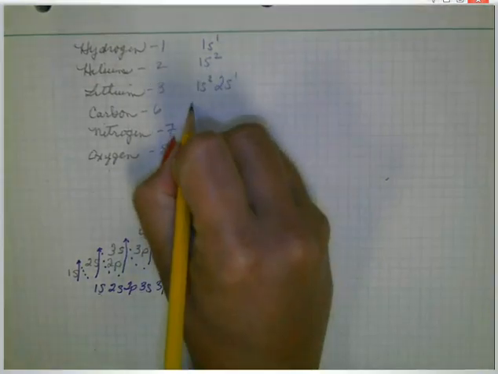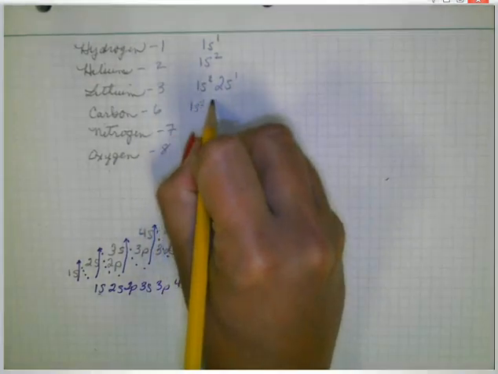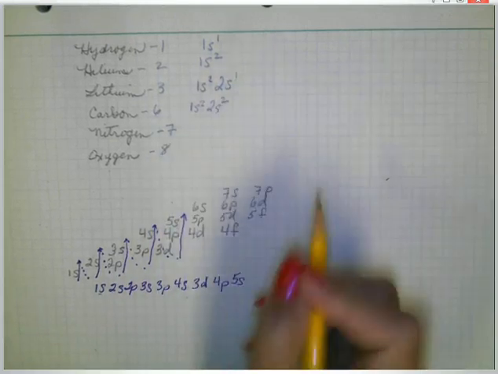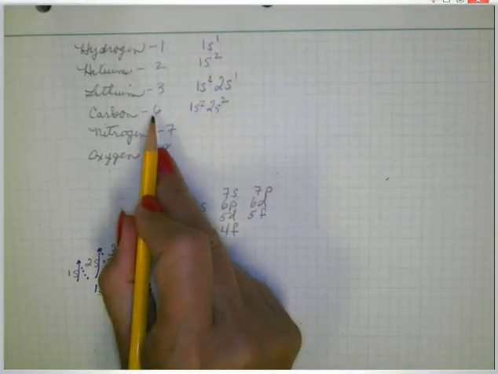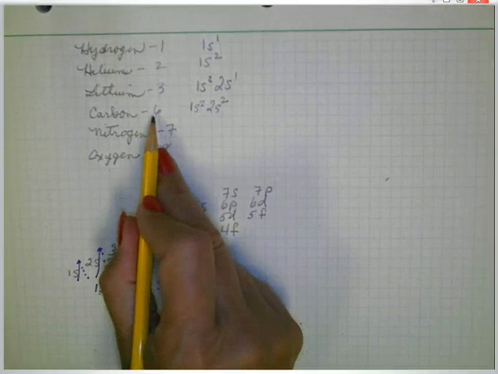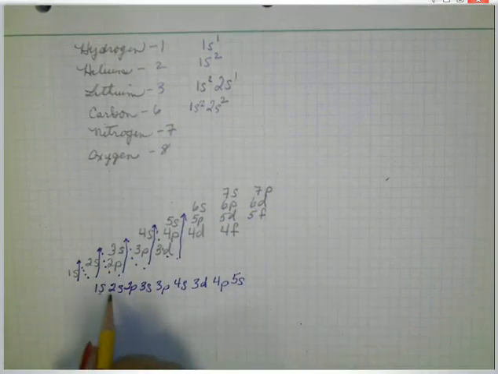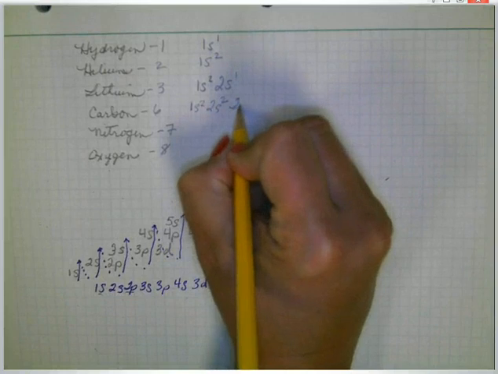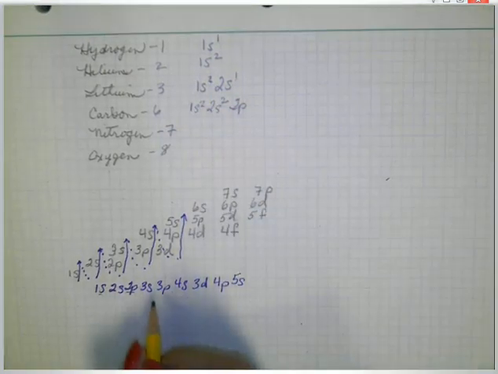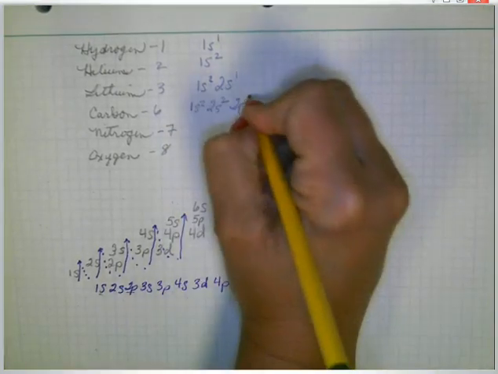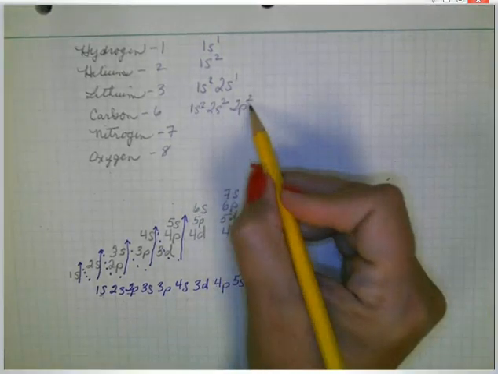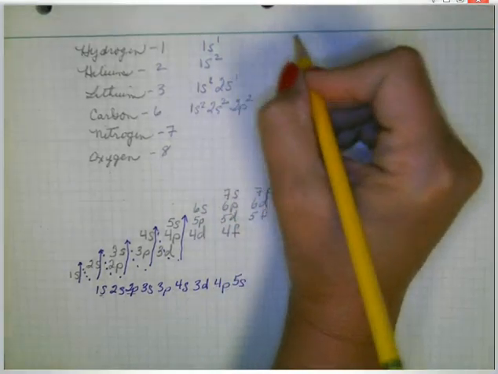Carbon, I need 6. So again, I start with 1s2. I go to 2s, because that's next, put 2 into there. I've used 4, I still have some more electrons, I need to put 2 more in, so I'm going to go to the next one, which would be P, and 2p, and P's can hold up to 6 electrons, but I only need to put 2 in, so it won't be completely full, but I have used up all 6 electrons.